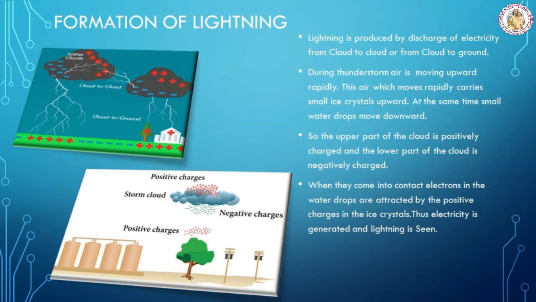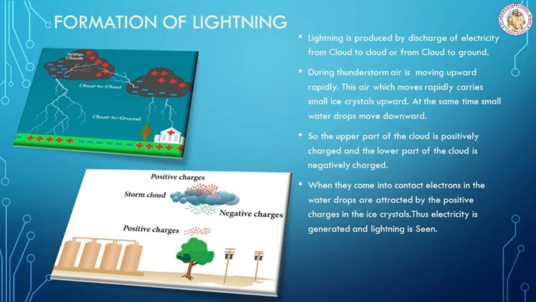Formation of lightning. Lightning is produced by discharge of electricity from cloud to cloud or from cloud to ground. During thunderstorm, air is moving upward rapidly. This air, which moves rapidly, carries small ice crystals upward. At the same time, small water drops move downward.